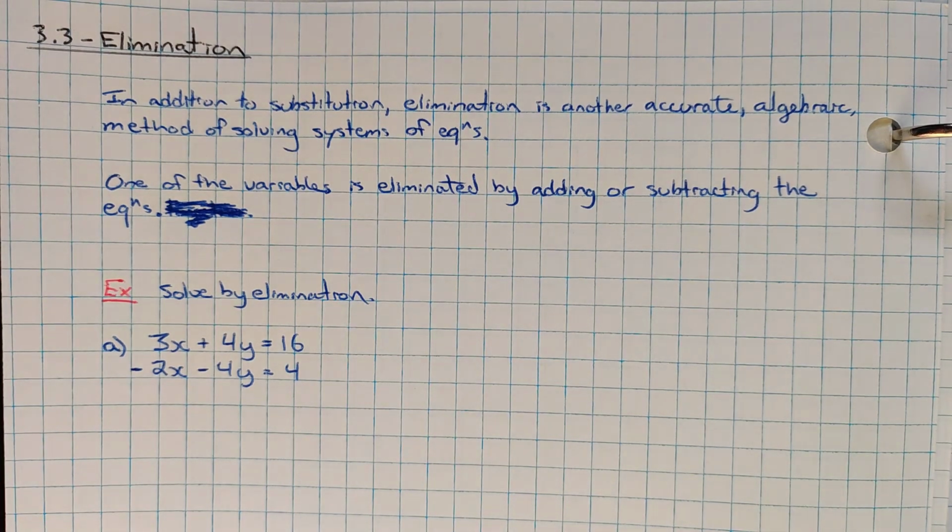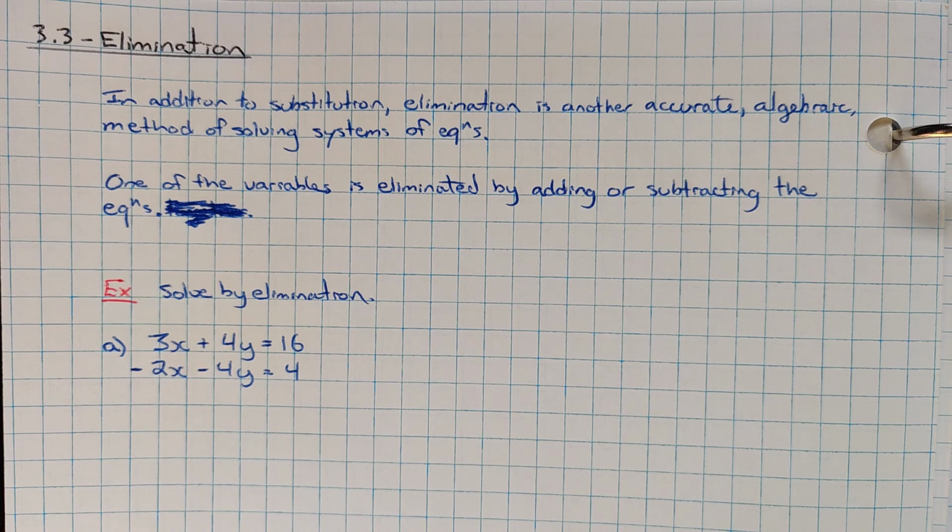Now we're going to take a look at our second algebraic method of solving equations. So substitution was the first method we looked at. Elimination is the second. Again, it's more accurate than trying to graph. And all we're doing here is adding and subtracting the equations to eliminate one of the variables.